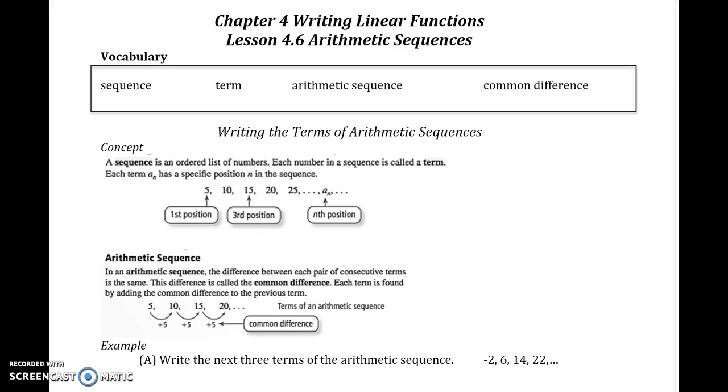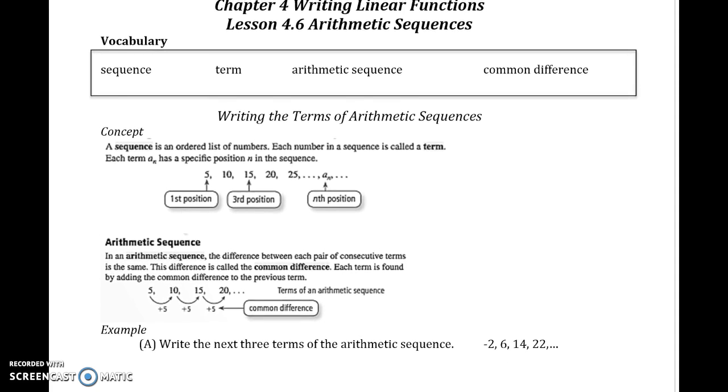So we're going to talk about arithmetic sequences, which is a specific type of pattern we can look at in Algebra 1. So what is an arithmetic sequence? Well, let's start with what is a sequence. A sequence is basically any list of numbers that are written in a particular order, right?